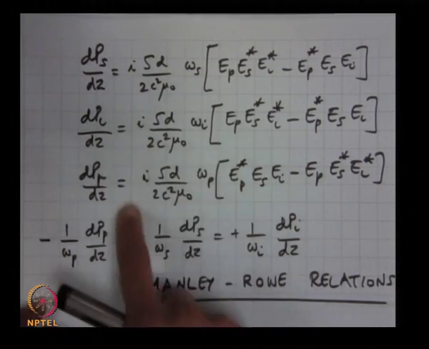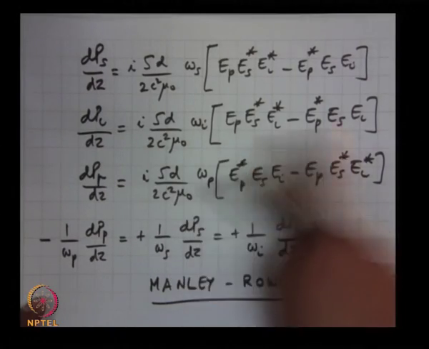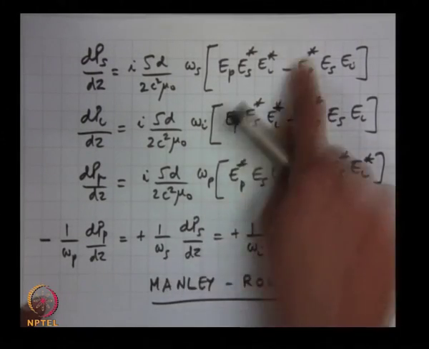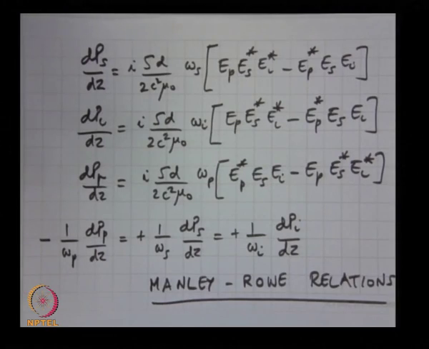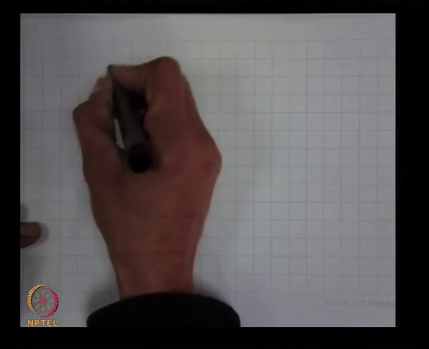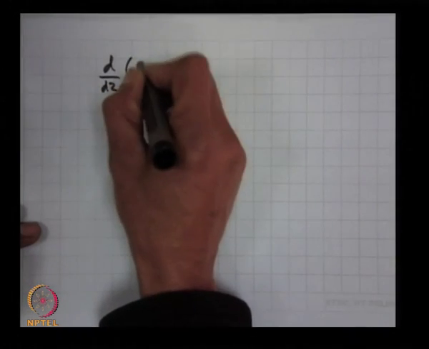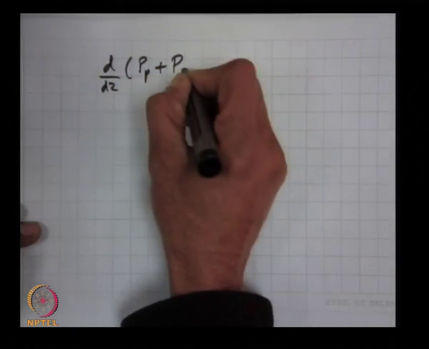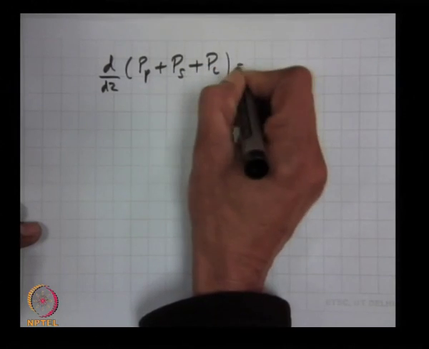If I add these three equations, I will get omega p minus omega s minus omega i, which is 0. So I will get the energy conservation condition: d by dz of Pp plus Ps plus Pi is equal to 0.